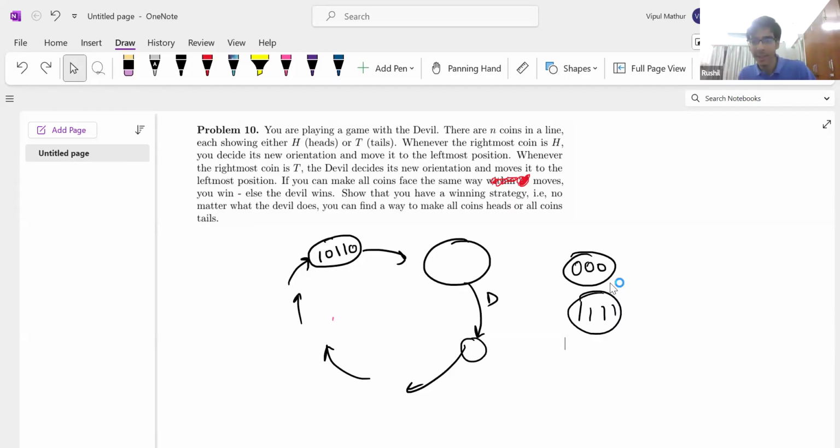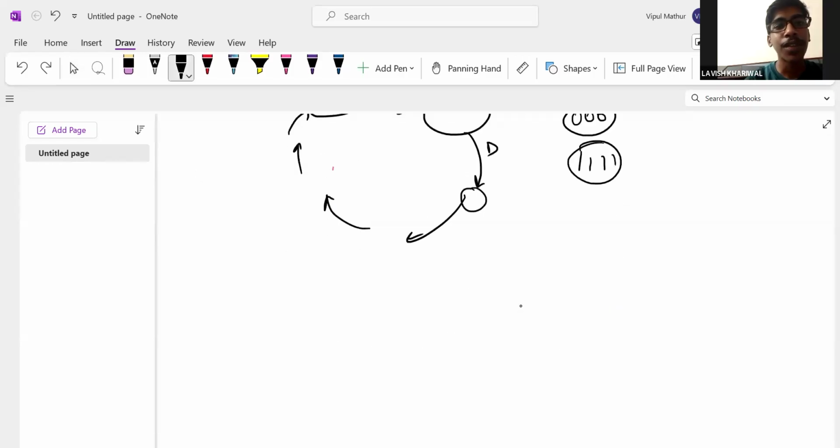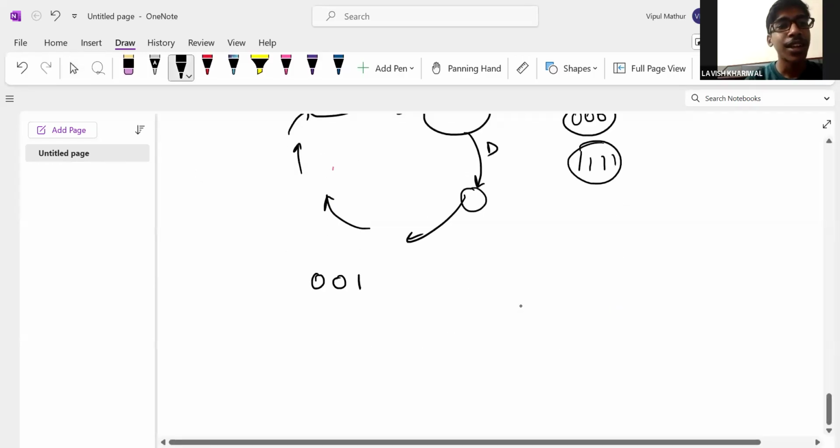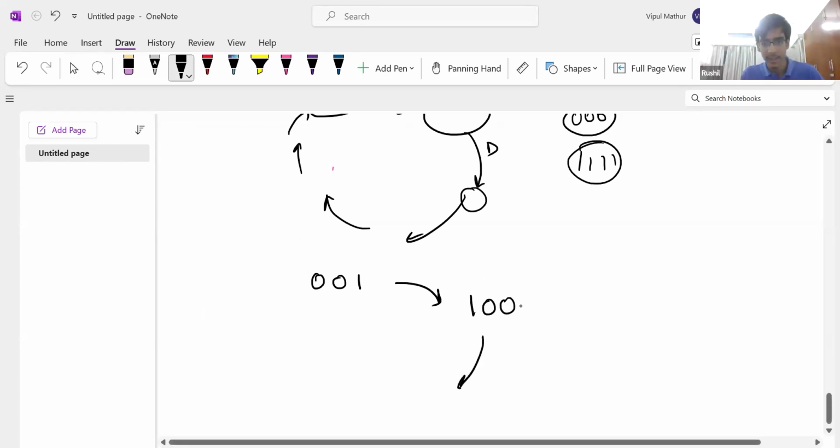But yeah, this is what we really need to work with. For example, I would like to give an example for the loop. If it was 0, 0, 1, then the devil of course wouldn't want to convert it to 0, 0, 0. Then it would give 1, 0, 0. And now if we continue to remain at 0, then again we'll be stuck.